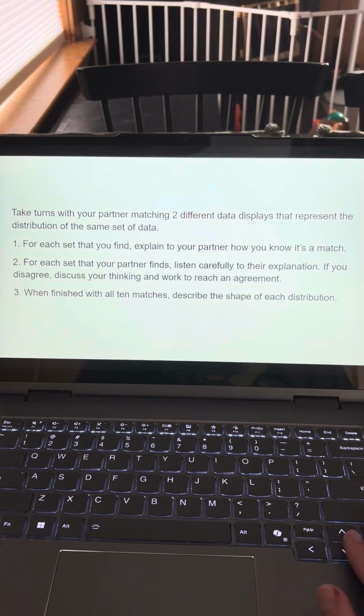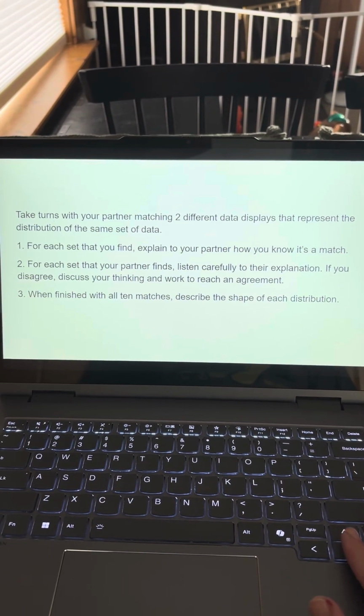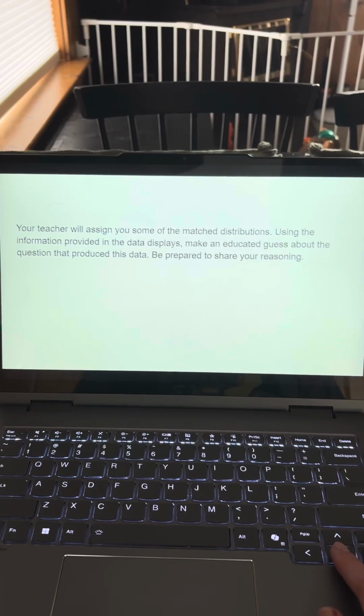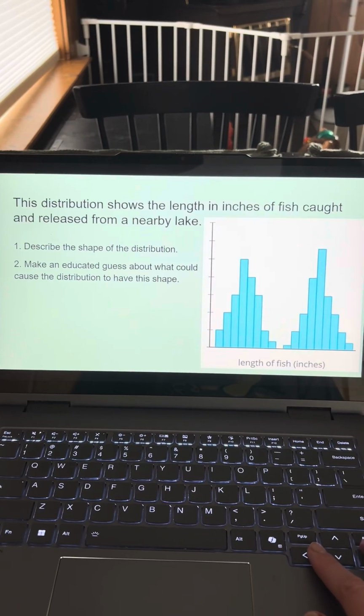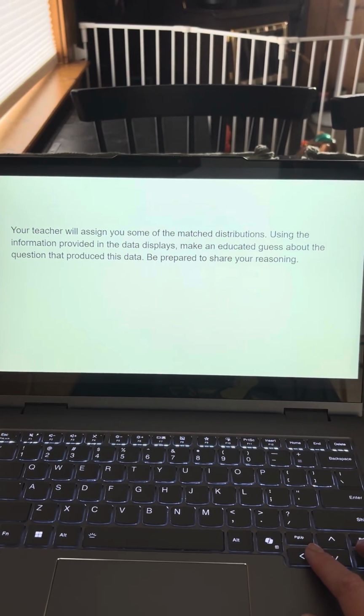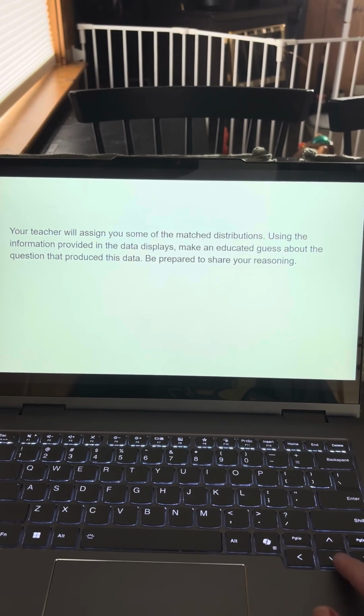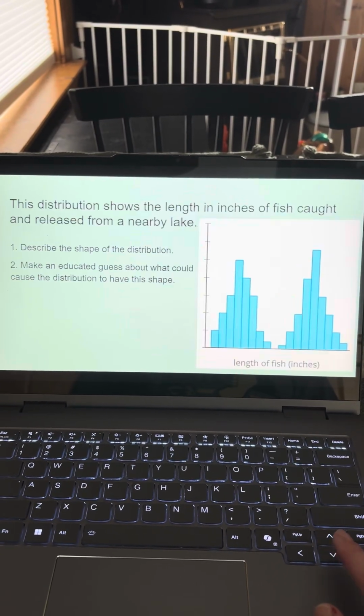This one, I gave them some cards to match, so you can just skip that one since you weren't in class. And then same with this one, I gave some matched ones and they had to guess what kind of question maybe produced that data. So you can skip this slide too.